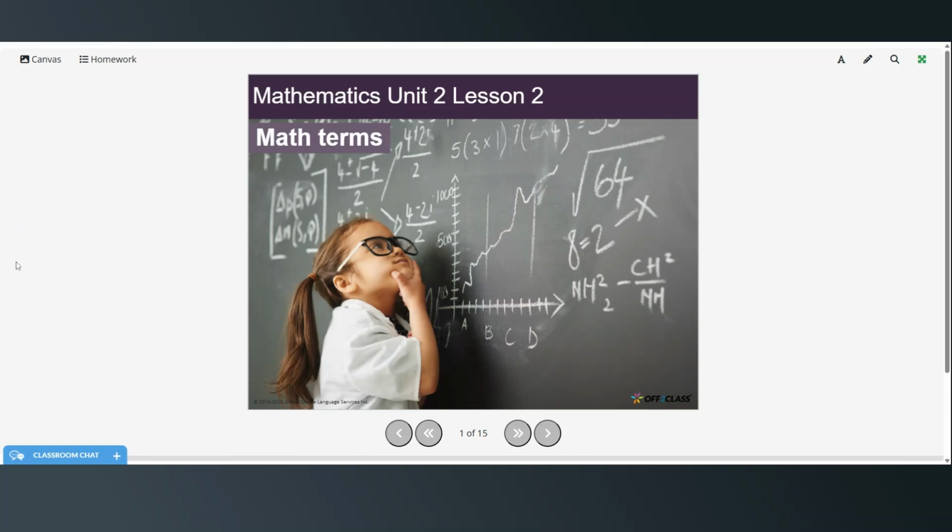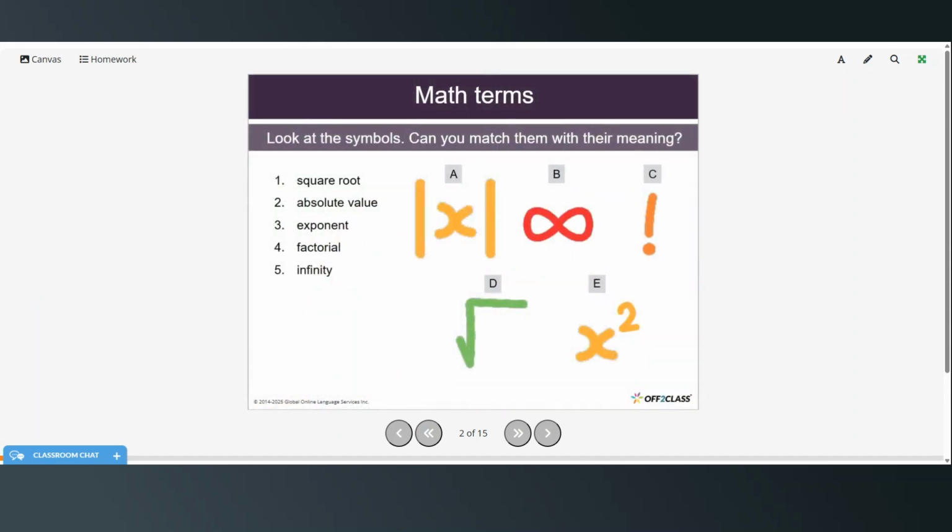This is a B1 level mathematics lesson, and today we're going to be talking about math terms. So see if you can match these terms with the pictures.